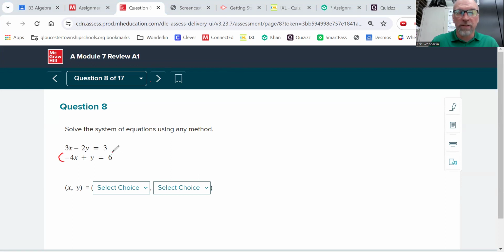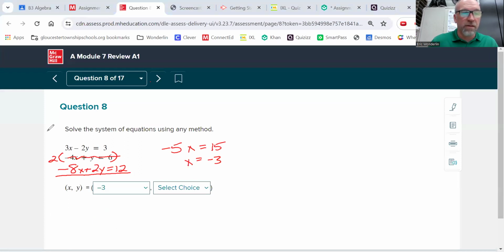Multiply this bottom equation by 2. I now have negative 8x, I have a plus 2y, I have a 12. This is gone. Negative 2y, positive 2y, they add to eliminate, so I'm adding the equations. That gives me a negative 5x, and it gives me a 15. So x equals negative 3. Drop it down, negative 3, bam.